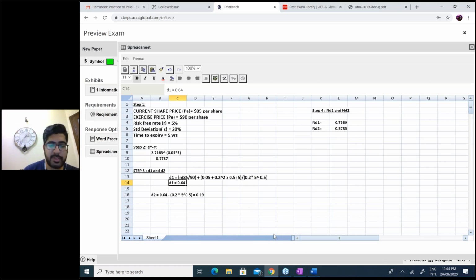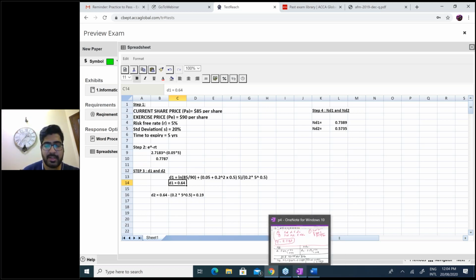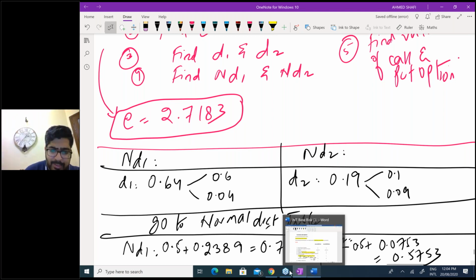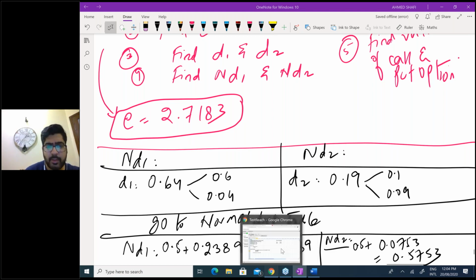ND1 and ND2 are a bit tricky. For ND1 and ND2, you need to find D1 and D2. D1 is 0.64, D2 is 0.19. Break them into two-decimal and one-decimal parts. 0.64 is broken into 0.6 and 0.04. 0.19 is broken into 0.1 and 0.09. Go to the distribution table to get the values. Know the relevant number. If your D value was positive, add 0.5 to the relevant number. If it's negative, deduct it from 0.5. Now the last step, find the value of the option.